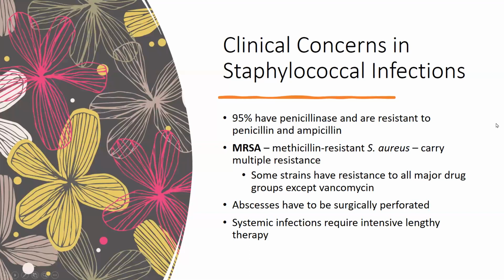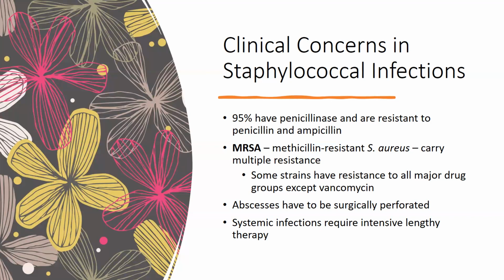The one other big clinical concern, I already mentioned this, is the MRSA, the methicillin-resistant Staph aureus. 95% of staph infections have penicillinase and are resistant to penicillin and ampicillin. So hospital-resistant or antibiotic-resistant infections of Staph aureus are common. This is not a pharm class, so you likely won't be asked about any pharmacology whatsoever, but penicillinase, MRSA, those are fair game on this test.